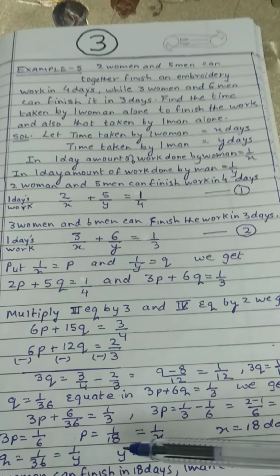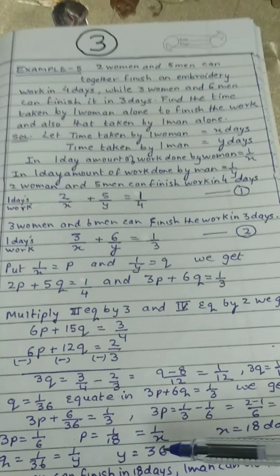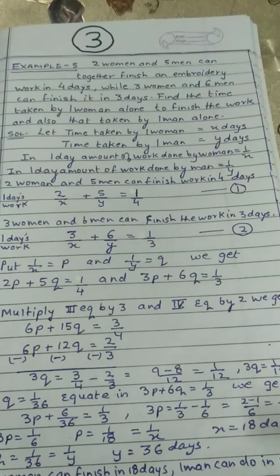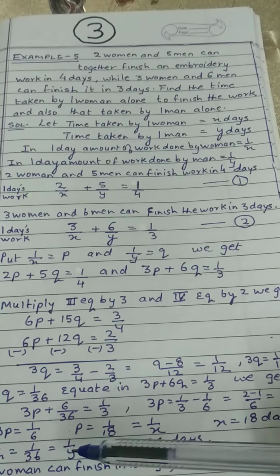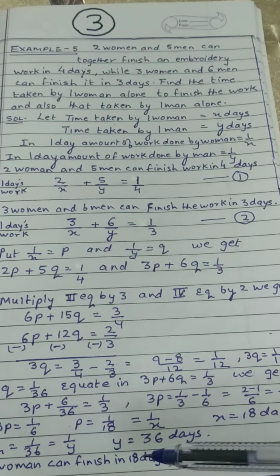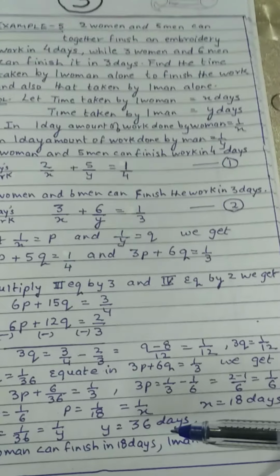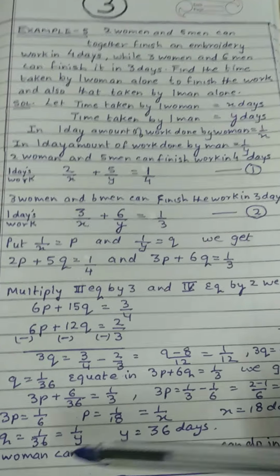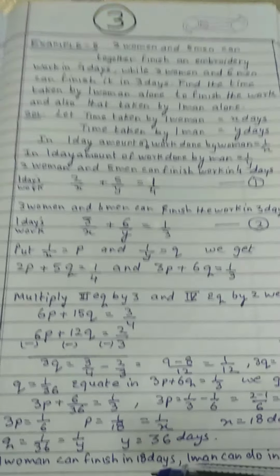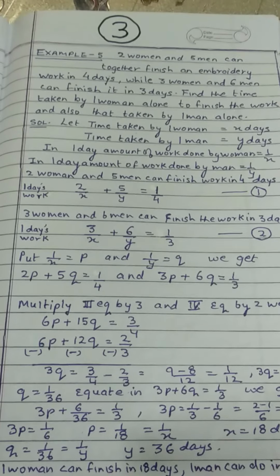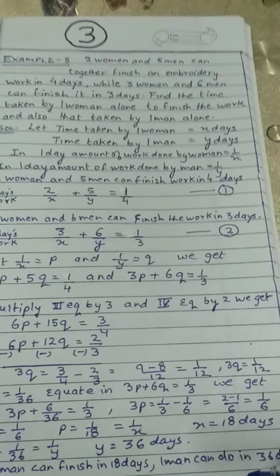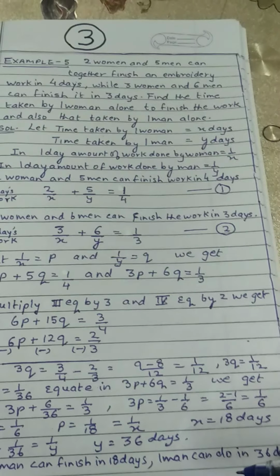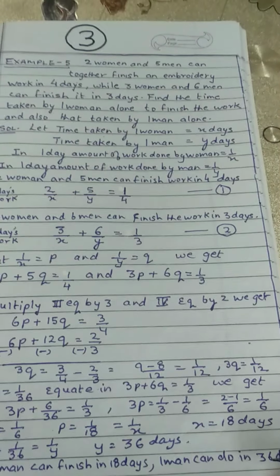p is 1 over 18, which is equal to 1 upon x. So x is 18 days. q is 1 upon 36, which equals 1 over y. y is 36 days. One woman can finish the work alone in 18 days. One man can do this work alone in 36 days.